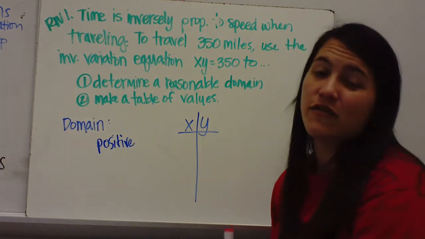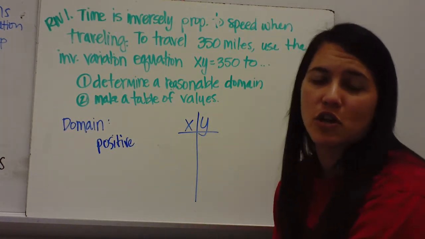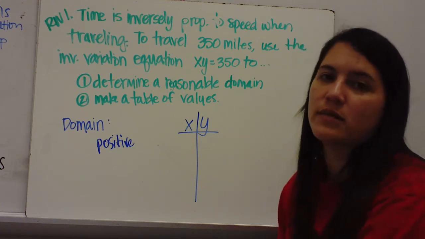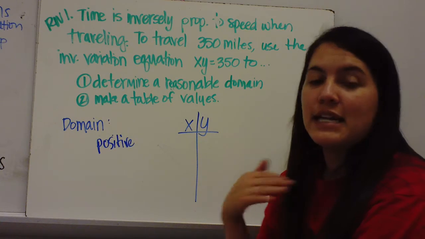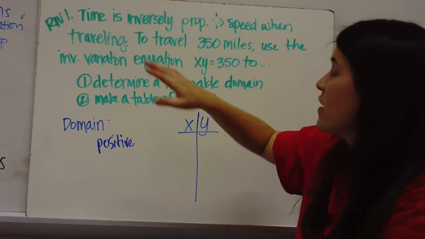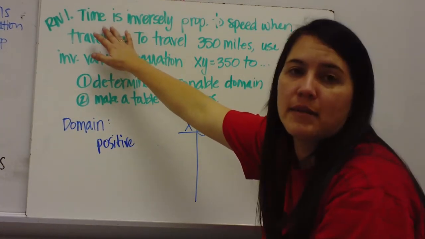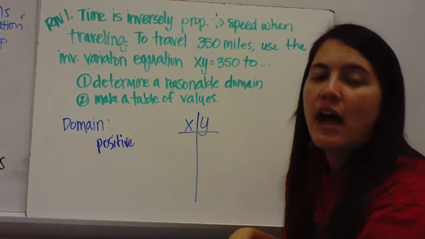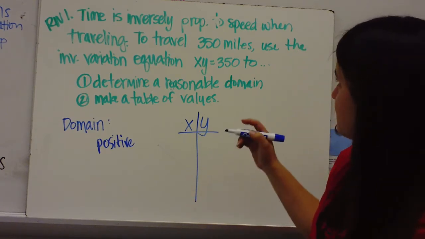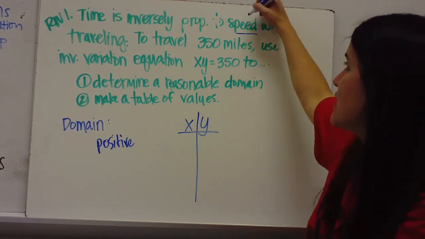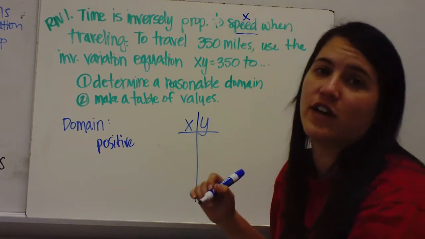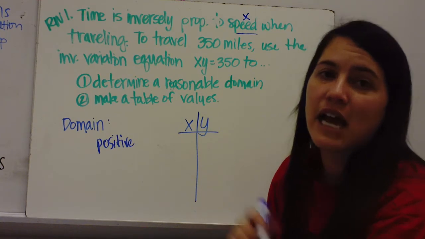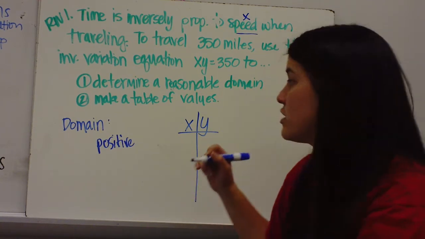And I guess the thing is, you need to figure out, is the domain your speed or is the domain your time? Which one is going to be the independent variable? Is time going to be the independent variable, the time it takes you to travel somewhere, or is the speed that you're traveling going to be the independent variable? The independent variable is going to be the speed, because that's what you can control. That is going to be your X value. You can change how fast you're going, and the time it takes you to get there depends on your speed.